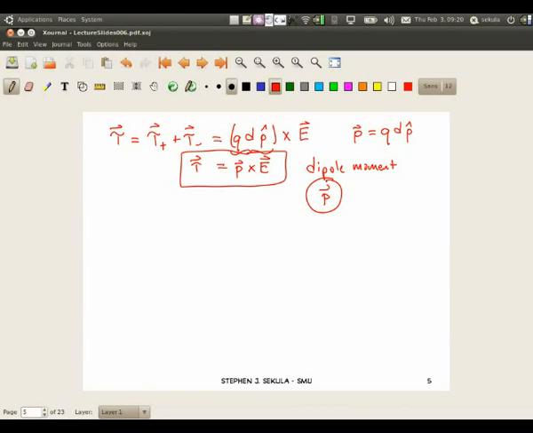In the next part of the lecture, we're going to take a look at what happens when lots and lots of charges, let's say Avogadro's number, get exposed to an electric field in different kinds of materials.